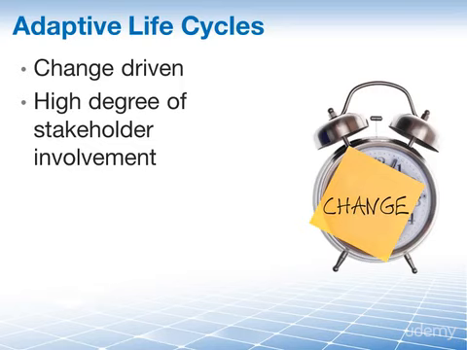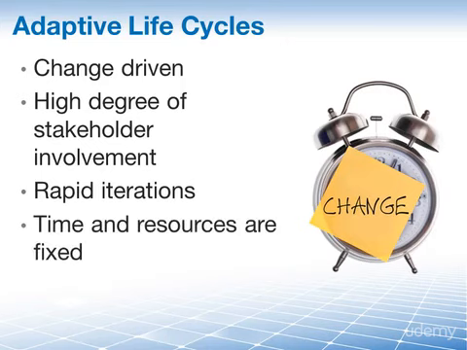Adaptive life cycles are also iterative and incremental, but they differ in that the iterations we use here are very rapid. We're talking about 2 to 4 week iterations, at the end of which a product or a part of a product is produced and then released to the customer. And they're also fixed in terms of time and resources, because if you say we have a 2-week iteration, that's it. At the end of this 2-week iteration, you're going to produce something and deliver it, and your project team will not change during that time ever.